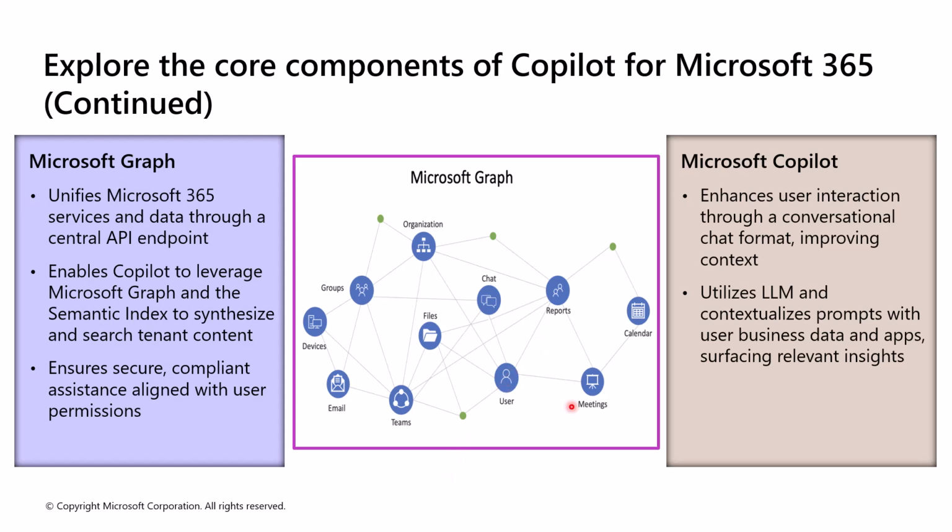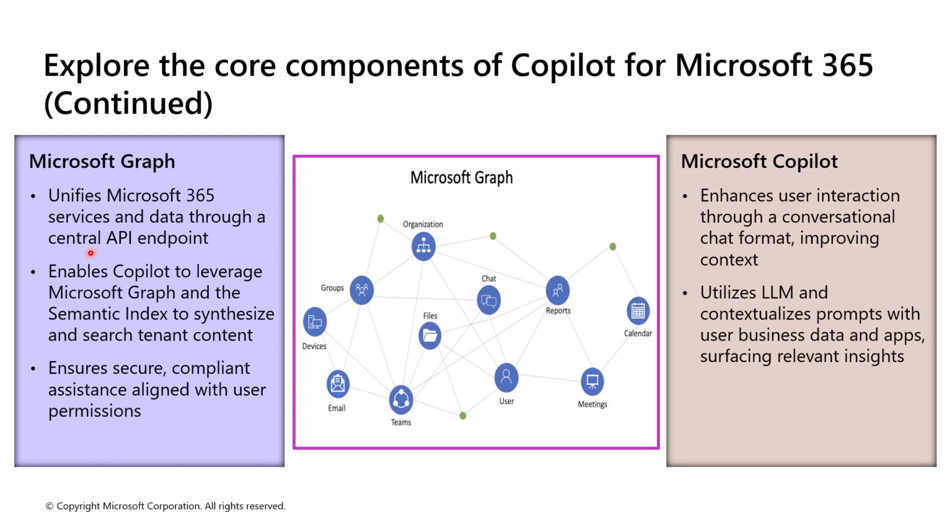So even the users, your meetings, your calendar, reports, charts, everything is connected to Microsoft. So it enables Copilot to leverage the Microsoft Graph and this semantic index to synthesize and search tenant content. Once your semantic index has been built, after purchasing and assigning Copilot licenses to your users, it takes about 10 to 11 days for the semantic index to be built.